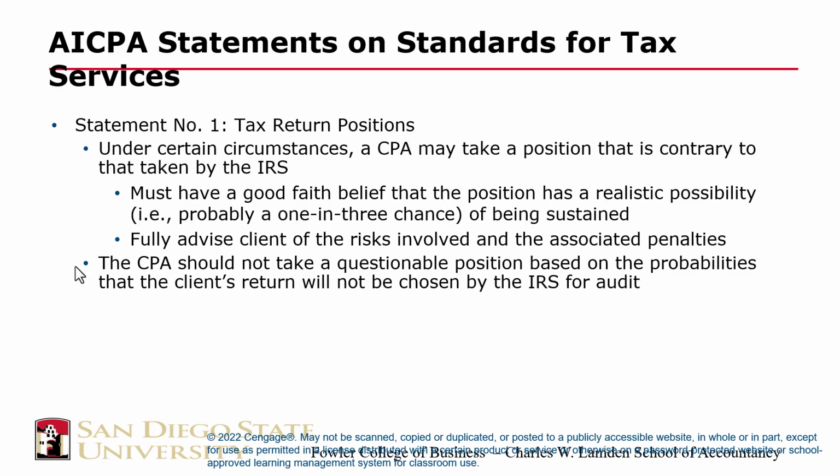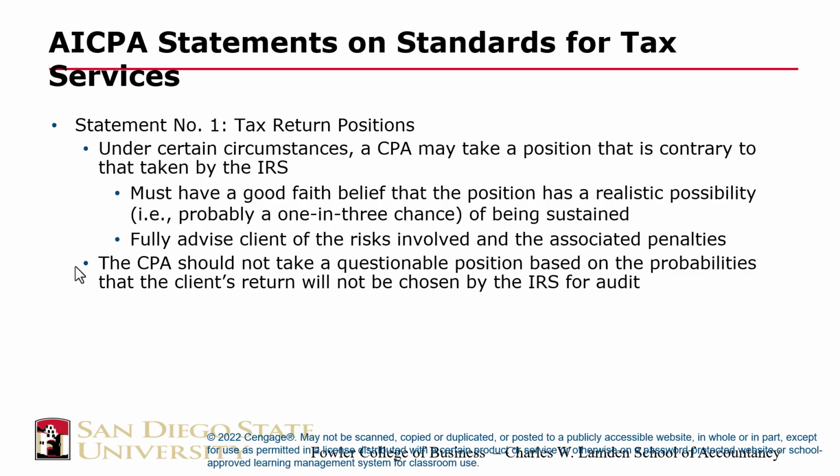So as I also mentioned, the AICPA has 7 statements of tax services. Rather than go through and read all of these to you, I won't, but I will highlight some of the important parts. Statement number 1 is about tax return positions. And remember that the Internal Revenue Code, under Code Section 6694, says that you have to have substantial authority. Well, the AICPA has a standard as well. It basically says you need to feel like you have a realistic possibility of that decision being sustained, and you're required to advise the client of the risks involved.